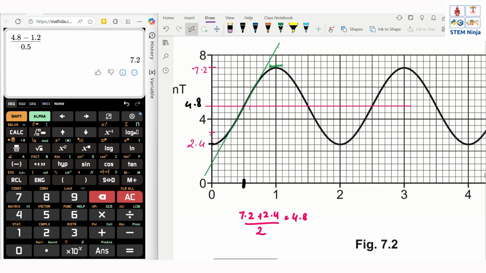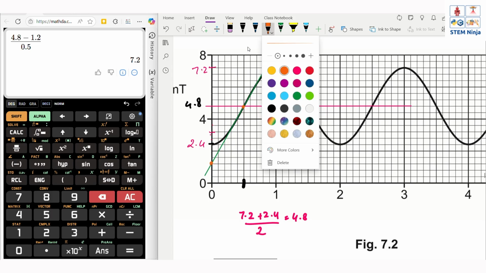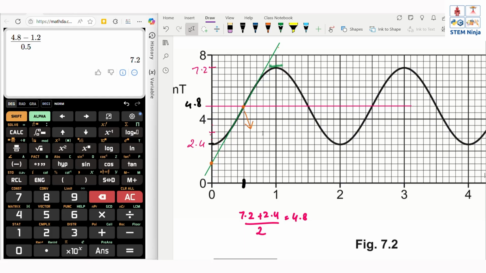So what we do over here further now, we need to take 2 points and find the gradient. So one point is this and the other point this. Now let's mark down what these points are. So this one will be 0.5 and 4.8. This one is 0 and 1.2.